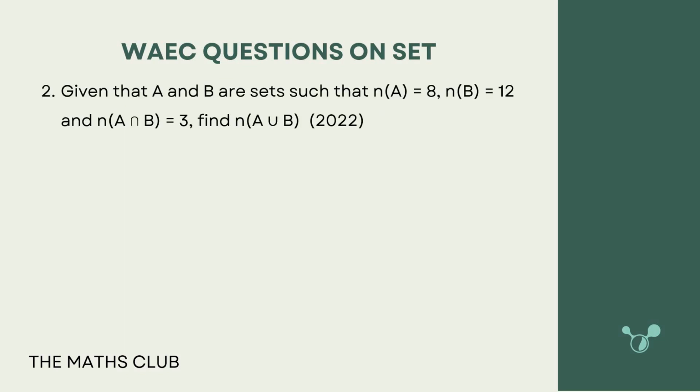Great. So the next question is taken from 2022. It says, given that A and B are sets such that n of A is equal to 8, n of B is equal to 12, and n of A intersection B is equal to 3, we should find n of A union B. I want you to try out this particular question before we solve it together.